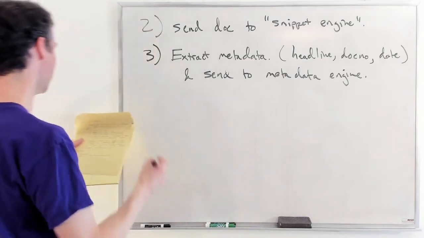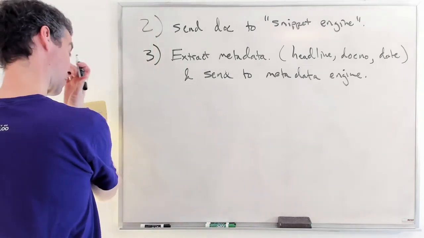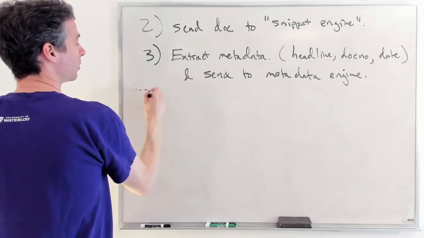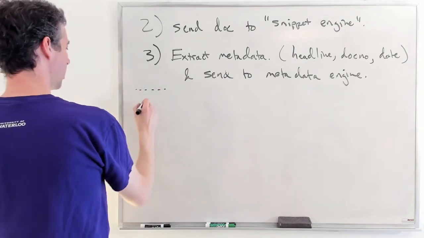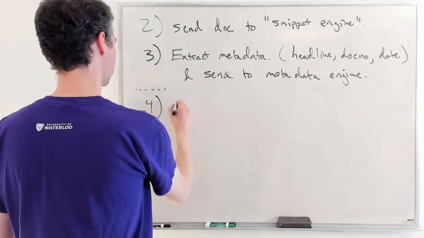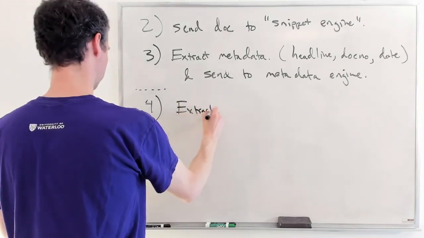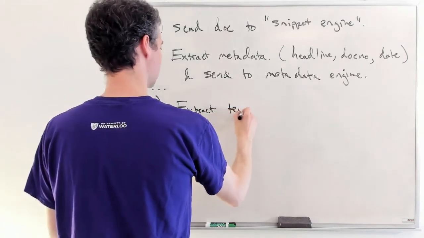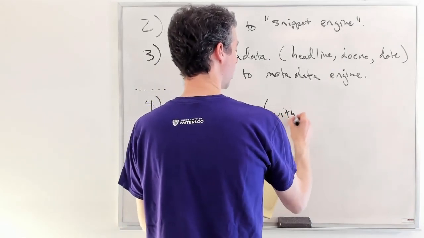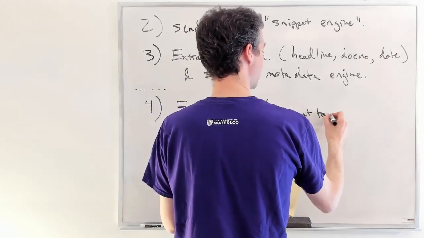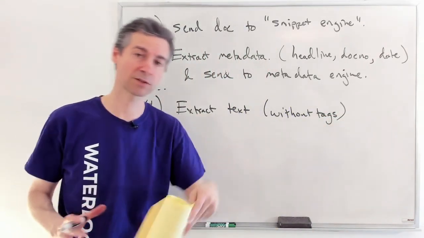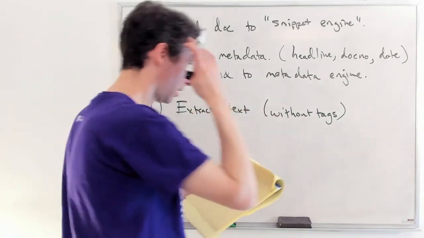All right, so after we've done that, that's basically it for homework 1. We will continue on in our later homework. You will extend this work to extract the text. You don't want the tags. There'll be things like paragraph tags and other junk inside of the text tags. And so we'll want to extract the text without those tags.